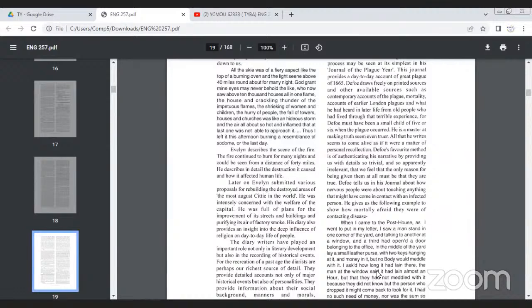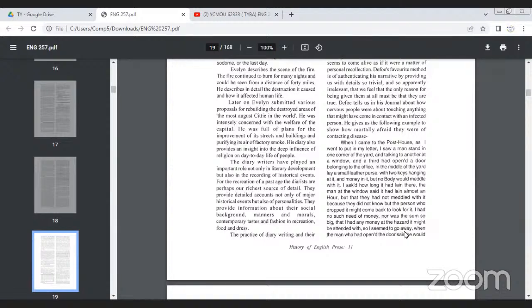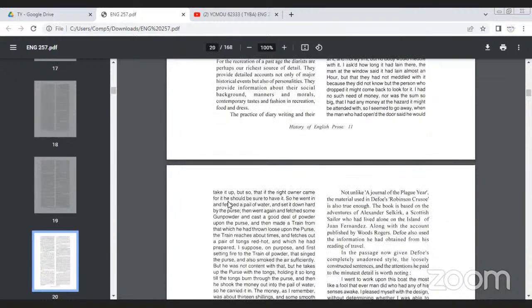I had so much need of money, so I seemed to go away, when the man who had opened the doors said he would take it up, but so that if the right owner came for it, he should be sure to have it. So he went in and fetched a pail of water and set it down hard by the purse. Then he went again and fetched some gunpowder and cast a good deal of powder upon the purse, and then made a train from that which he had thrown loose upon the purse.